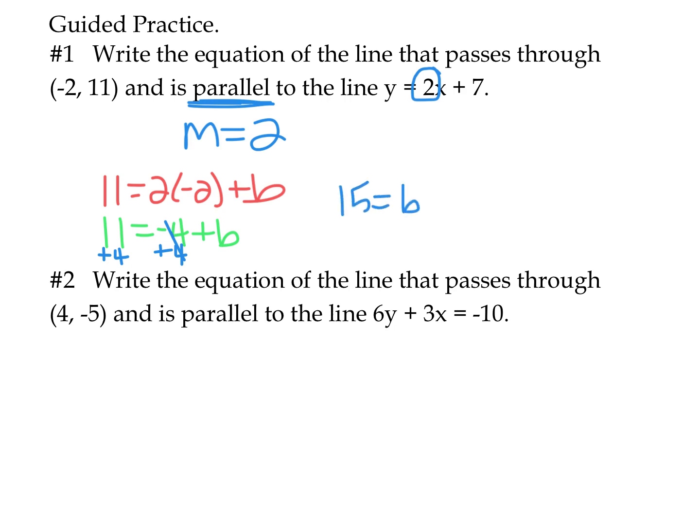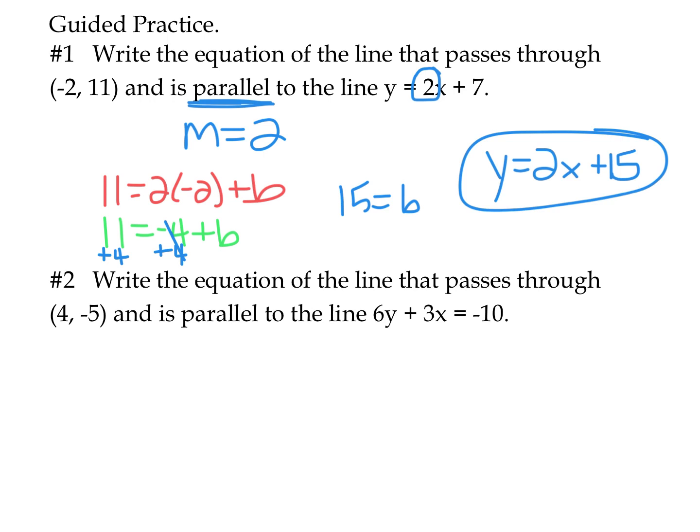So now I have the two things I need to write the equation of the line. y equals 2x plus 15. And that'd be the equation of a line that is parallel to this one, same slope, and I found the y-intercept for the line that had that slope and goes through that point. Then I can write the equation of the line using the m and the b.